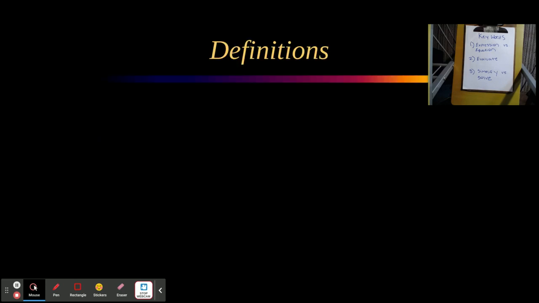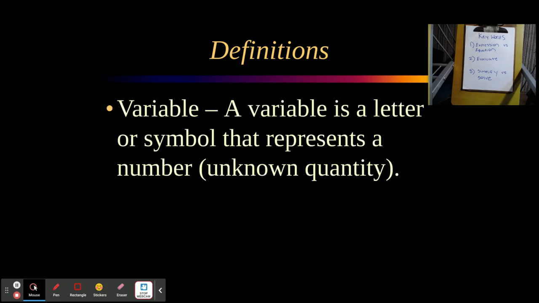So some definitions that you're going to need to know are, what is a variable? A variable is a letter or a symbol that represents a number or an unknown quantity. So when you start dealing with algebra, things that we don't know or we haven't identified yet, we call them a variable, and we represent that with letters. Most of the time you'll see the letter X, but we can use any letter.